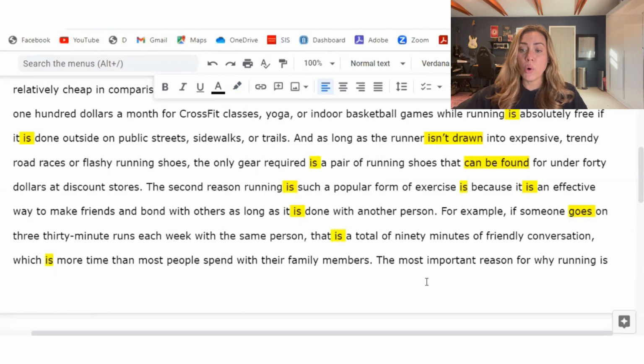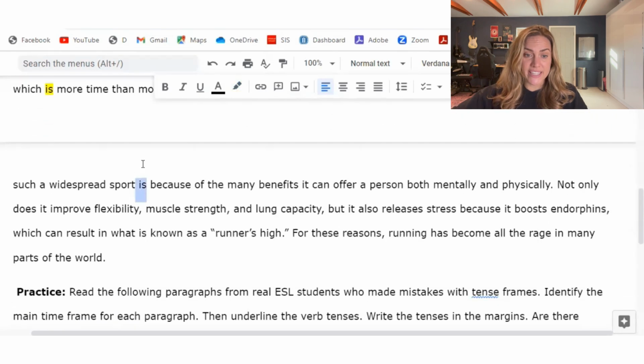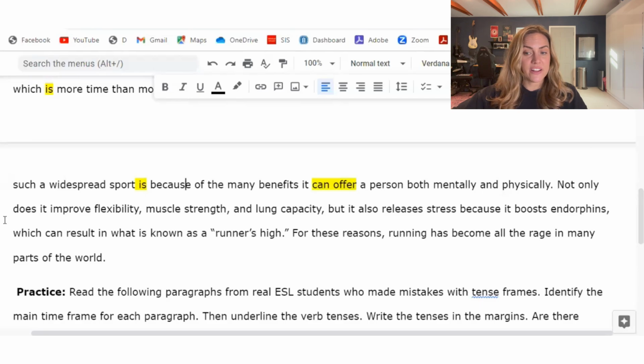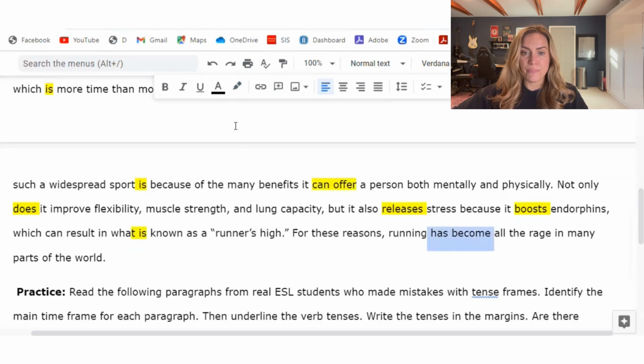The most important reason for why running is such a widespread sport is because of the many benefits it can offer, present, a person both mentally and physically. Not only does, present, it improve flexibility, muscle strength, and lung capacity, but it also releases, present, stress because it boosts, present, endorphins, which can result in what is known as a runner's high, present. For these reasons, running has become, present, all the rage in many parts of the world.